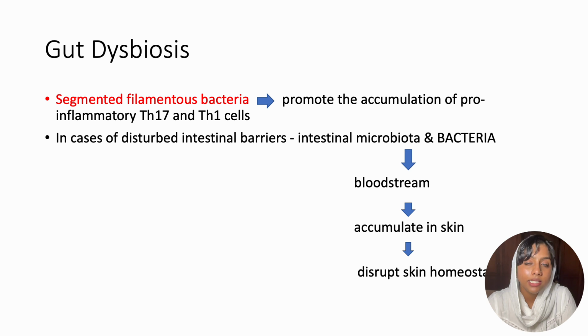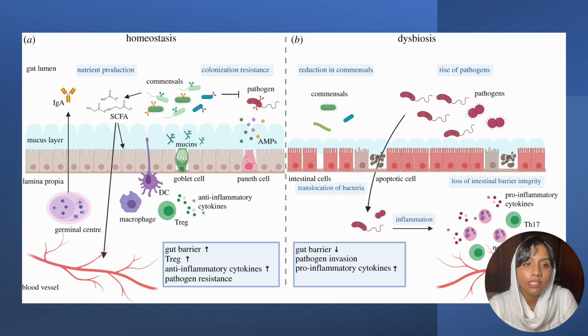And another thing that's been seen in dysbiosis is that the intestinal barrier integrity is disrupted, thereby the bacteria and the metabolites can directly enter the bloodstream, and they can reach the skin and disrupt the skin homeostasis. So this is again a pictorial representation. I'm including a lot of images so that you will have a solid idea of what this basically is.